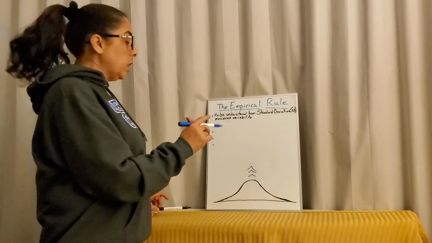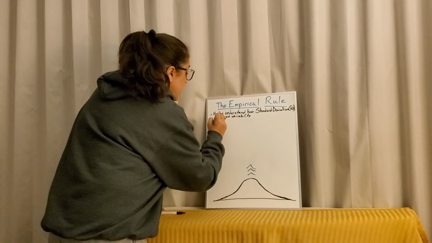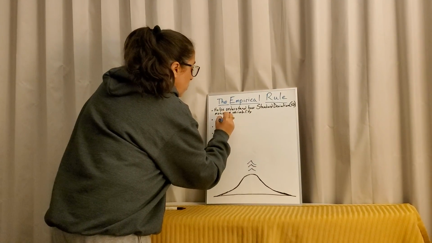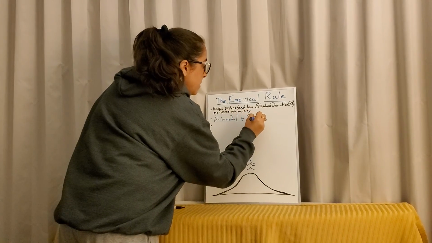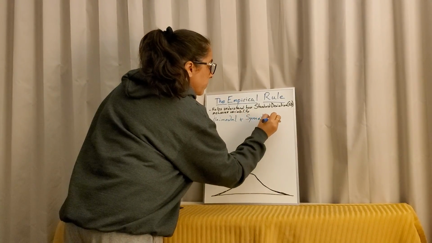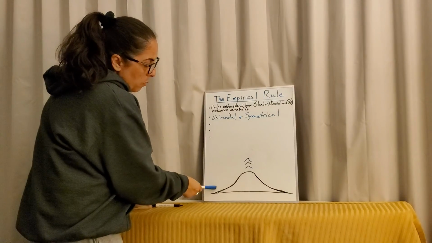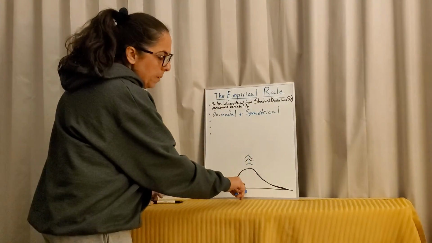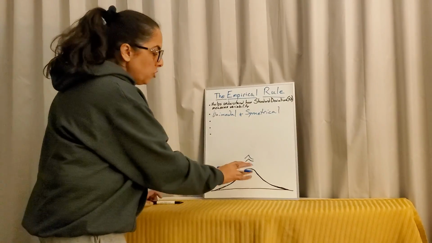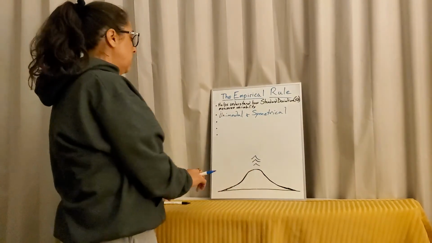Now, this only works if our model is unimodal and symmetrical. Unimodal meaning one hump, and symmetrical meaning it can be bisected and be essentially the same on both sides.